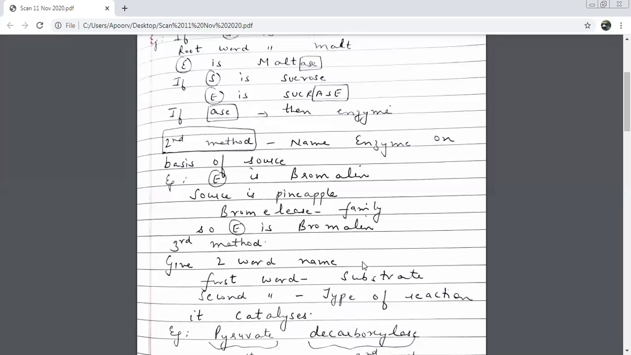EC3 and EC4. So one of them works in the presence of water, the other one can even act without the water. Which EC can break bonds without the presence of water? Lyases. Which EC? EC4.